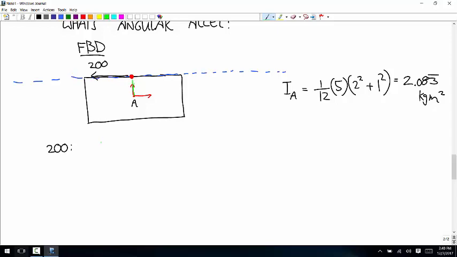Okay, so the moment is 200 newtons times the distance, the length of that green line, which is 0.5. And now if this thing was free to rotate around A, and you applied this force here, would it rotate clockwise or counterclockwise? Counterclockwise. So this is positive. So we get positive 100 Newton meters.